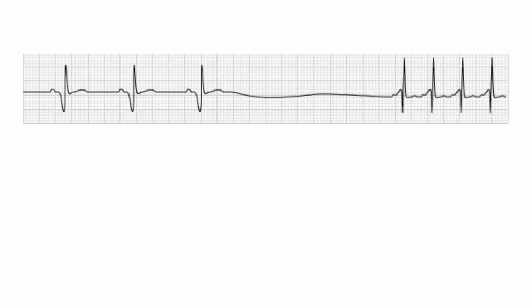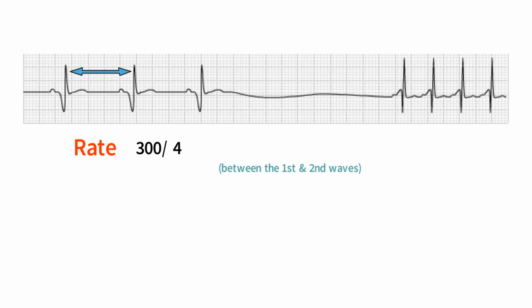Now let's check this patient with the same approach: rate, rhythm, and intervals. And the rate here, between the first wave and second wave, you can find that this patient's rate will be about maybe 72 or 71. This is between the first wave and second wave, and the same between second wave and third wave.